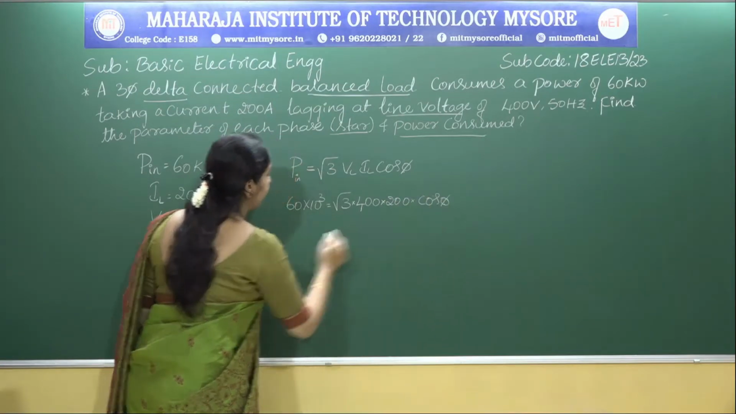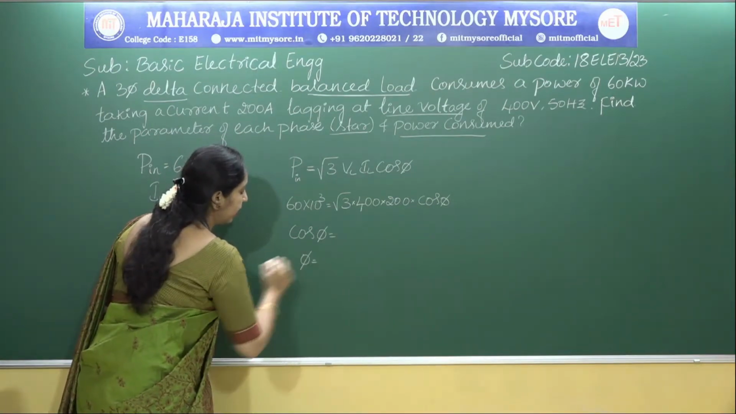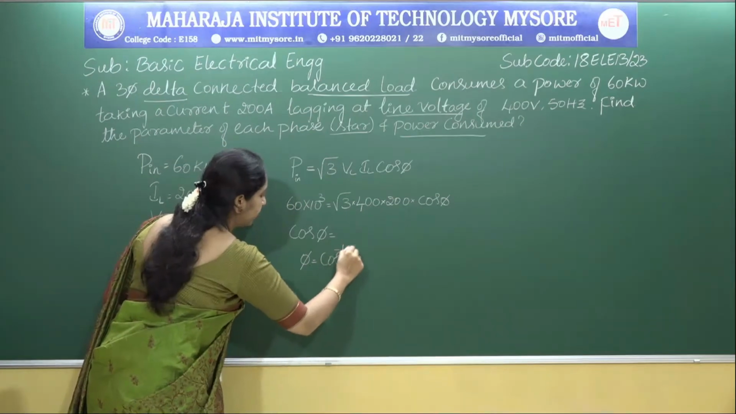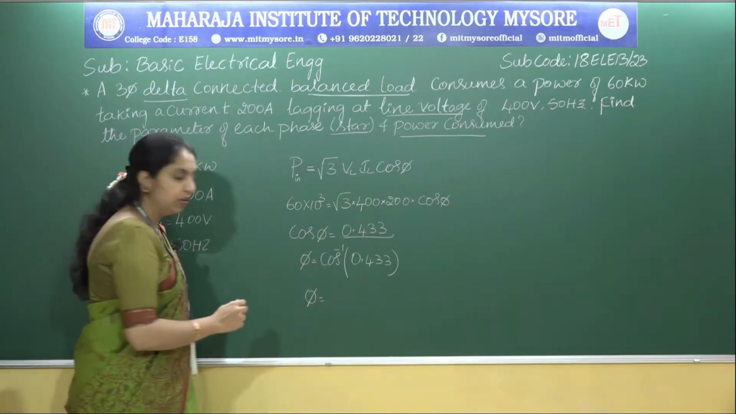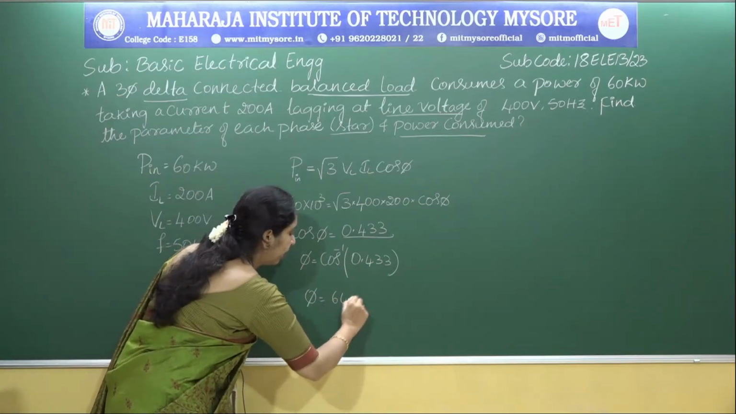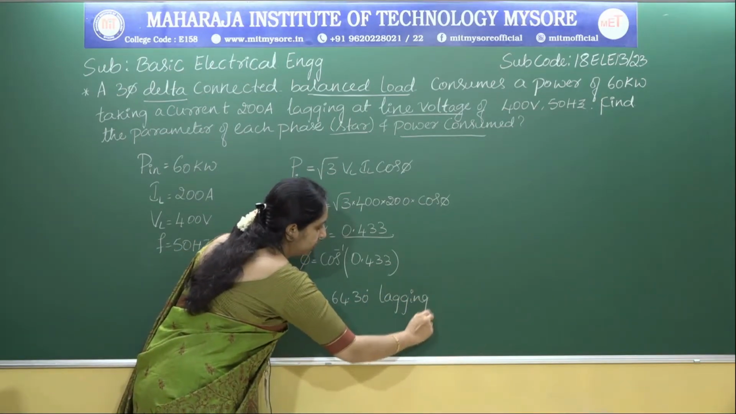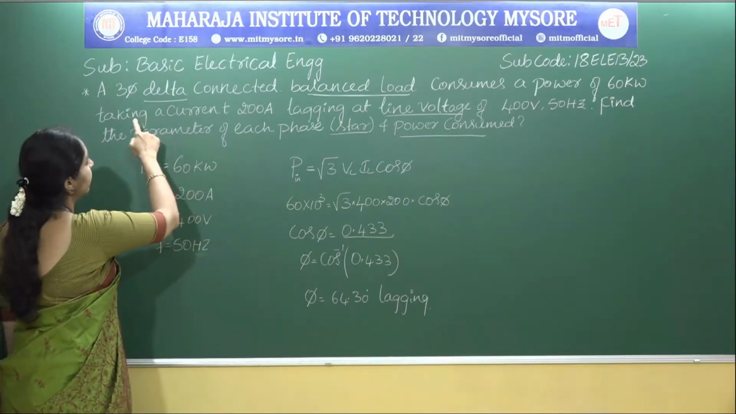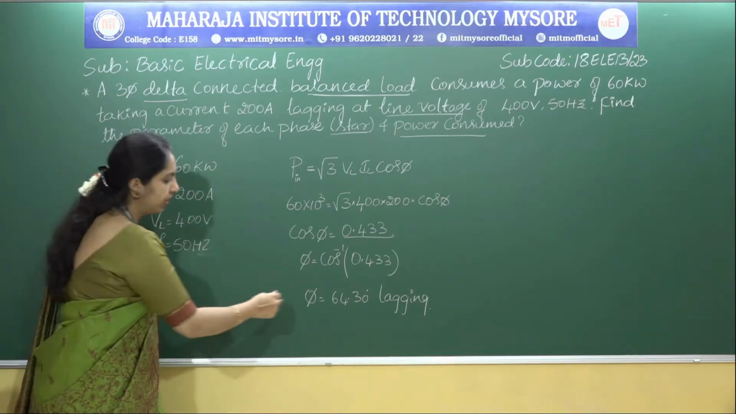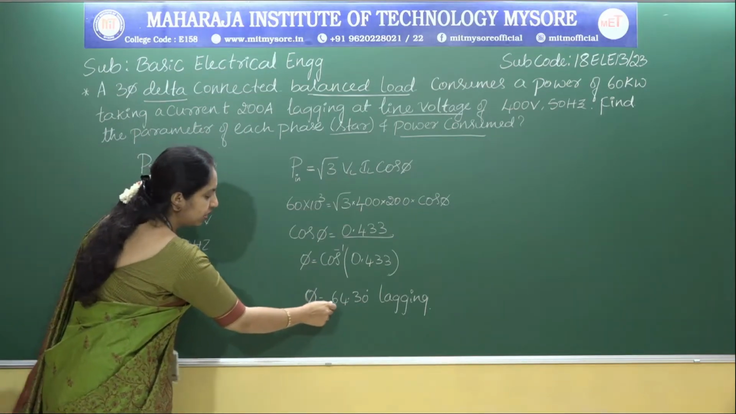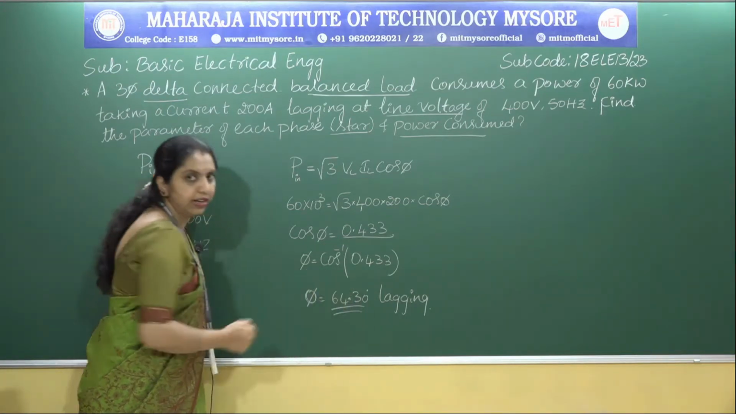So we can calculate the value of cos phi, and once we calculate cos phi, we can also find the value of phi, which is cos inverse of it. So now the value of phi is 64.34 degrees, lagging. Why is it lagging? Because it is clearly given: taking a current of 200 amperes lagging at line voltage, the phi which we have calculated is 64.34 degrees, and it is lagging.